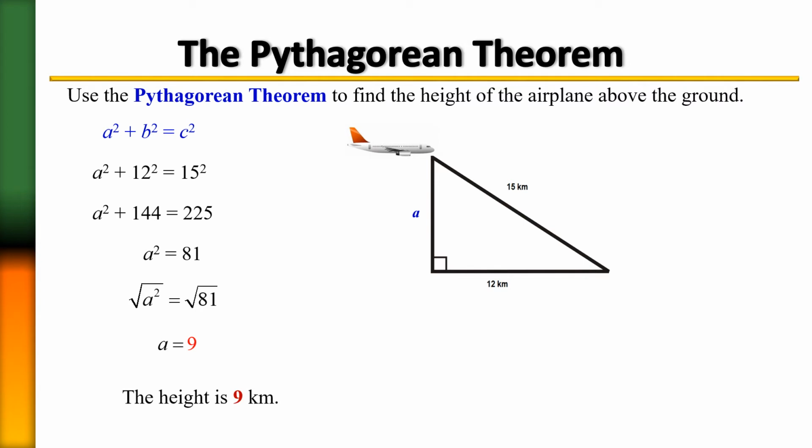And so we've just solved a problem using the Pythagorean theorem, again, which states if you know any two sides of a right triangle, you can always find the other side by simply using the Pythagorean theorem.